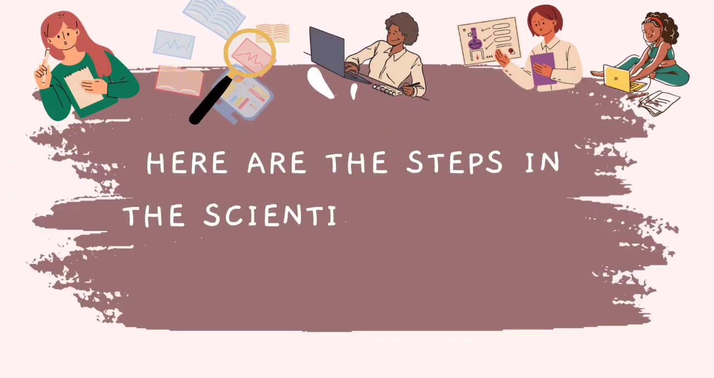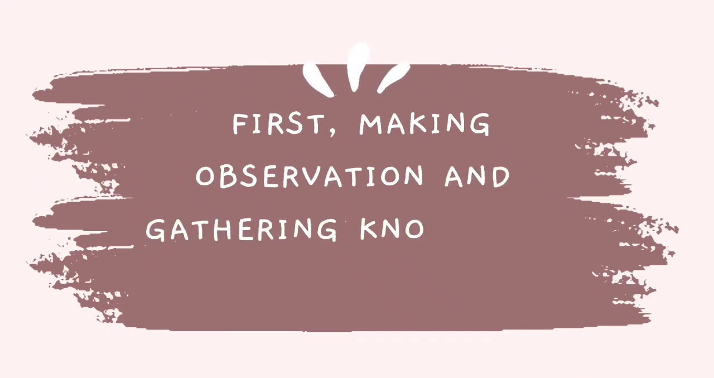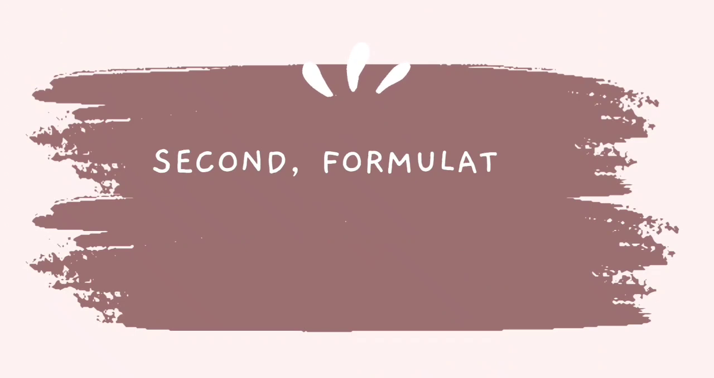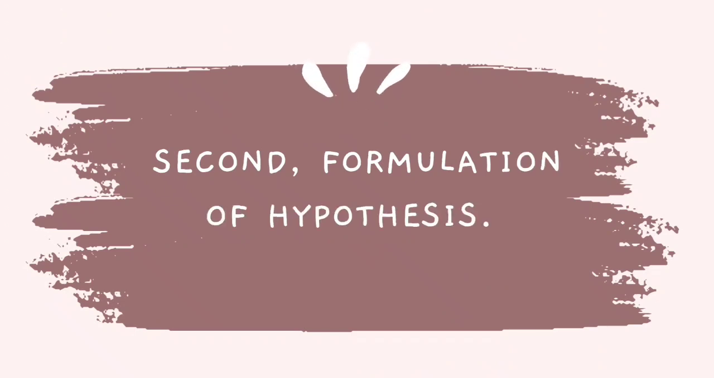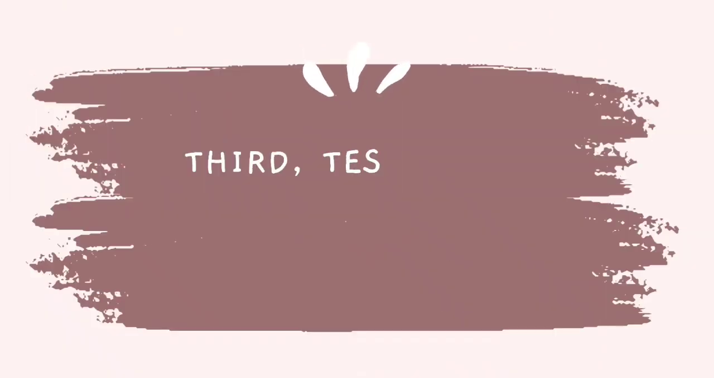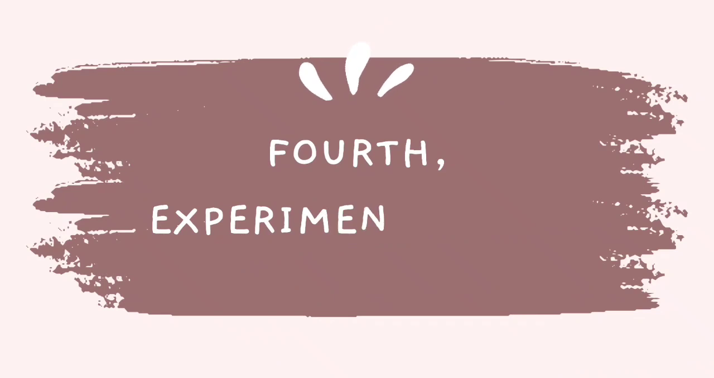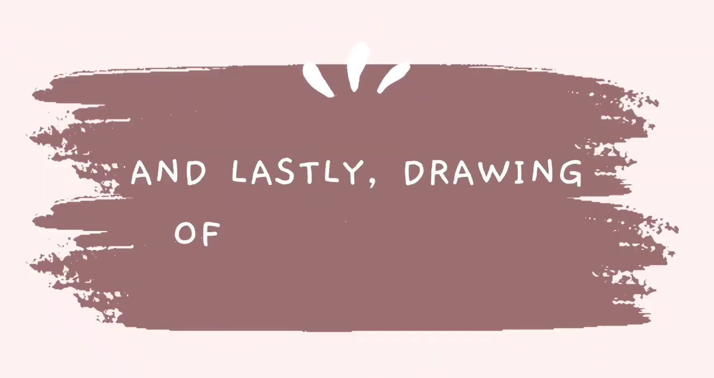Here are the steps in the scientific method. First, making an observation and gathering knowledge about a phenomenon. Second, formulation of hypothesis. Third, testing of hypothesis. Fourth, experimentation. And lastly, drawing of conclusion.